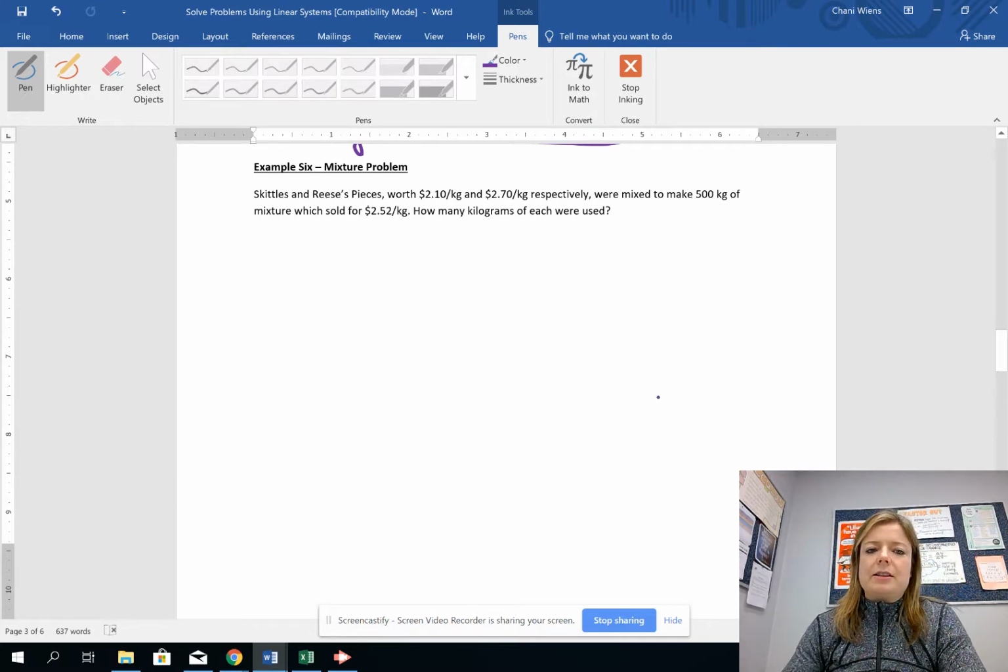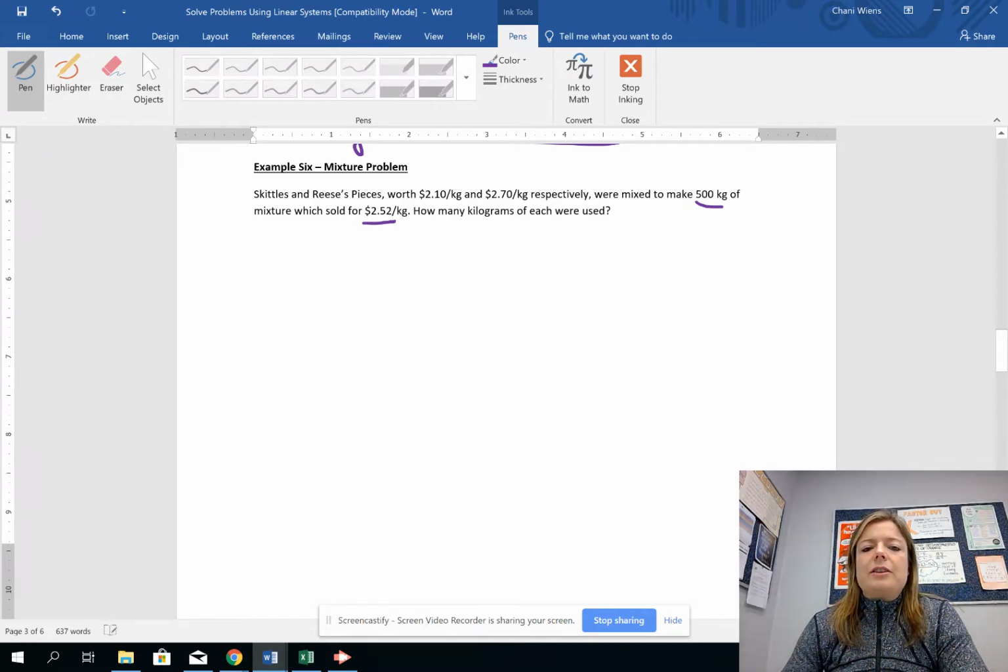Okay, here's our next one. So this one has money. Skittles are worth $2.10 per kilogram, but Reese's Pieces, because they got that peanut butter goodness, they're worth $2.70 per kilogram. They're mixed together to make 500 kilograms of a mixture, and they sell for $2.52 per kilogram. So how many kilograms of each were used?